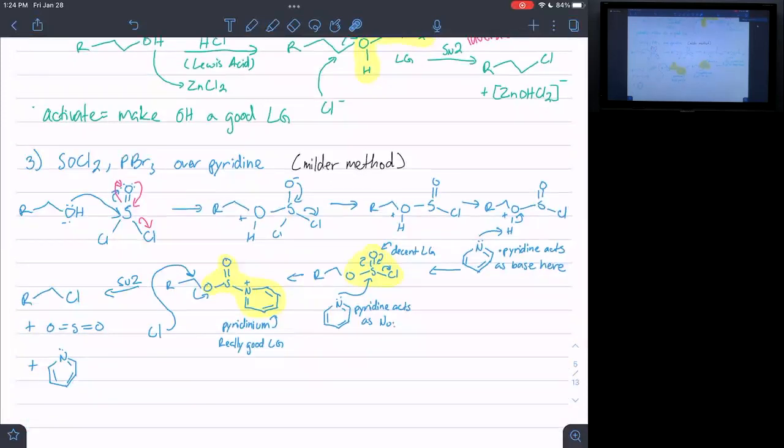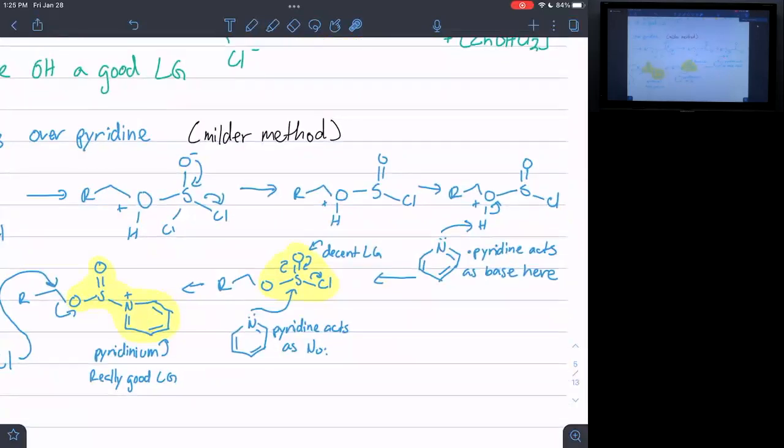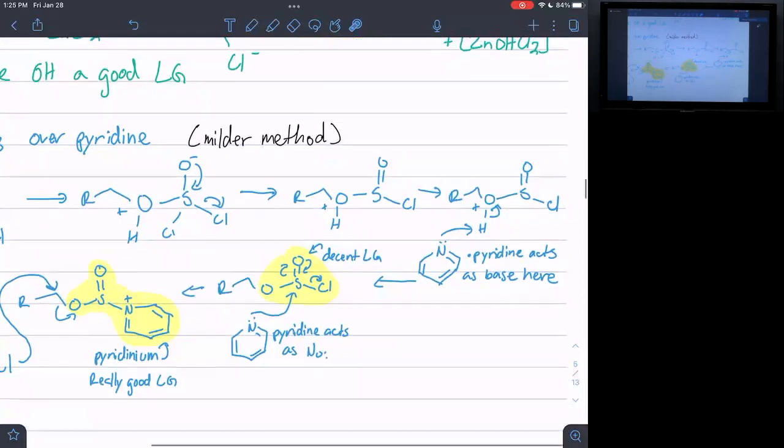Okay, so you get that whole electron transfer thing, and then the Cl leaves. When the alcohol is fully attached to the SOCl2, then the pyridine, the base, is going to come in and abstract this hydrogen. When the alcohol is attacking the SOCl2, it doesn't get rid of this hydrogen. The only thing that leaves is the chlorine. So we need something else to come in and take this hydrogen away so we can neutralize the oxygen. That's what the pyridine does.